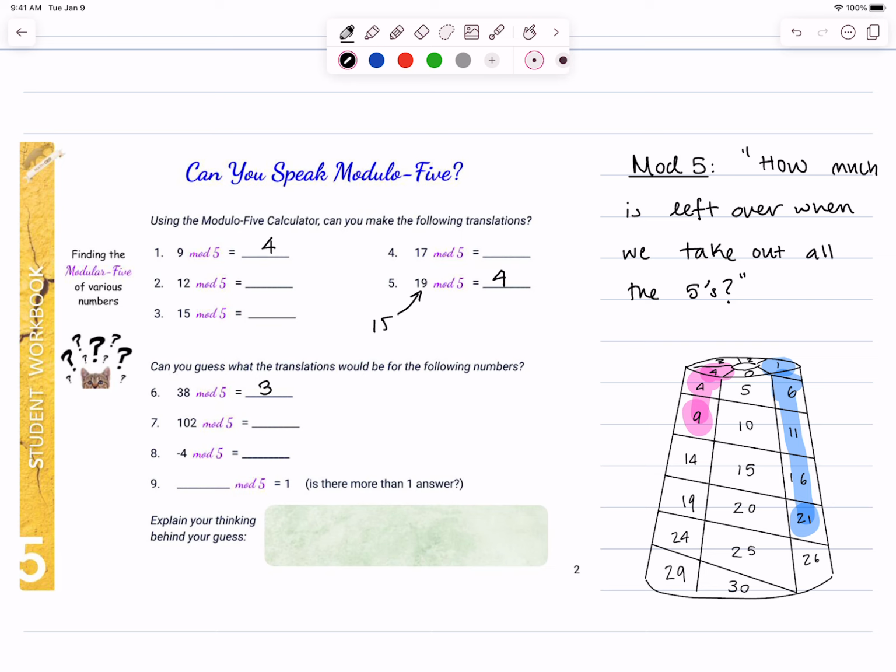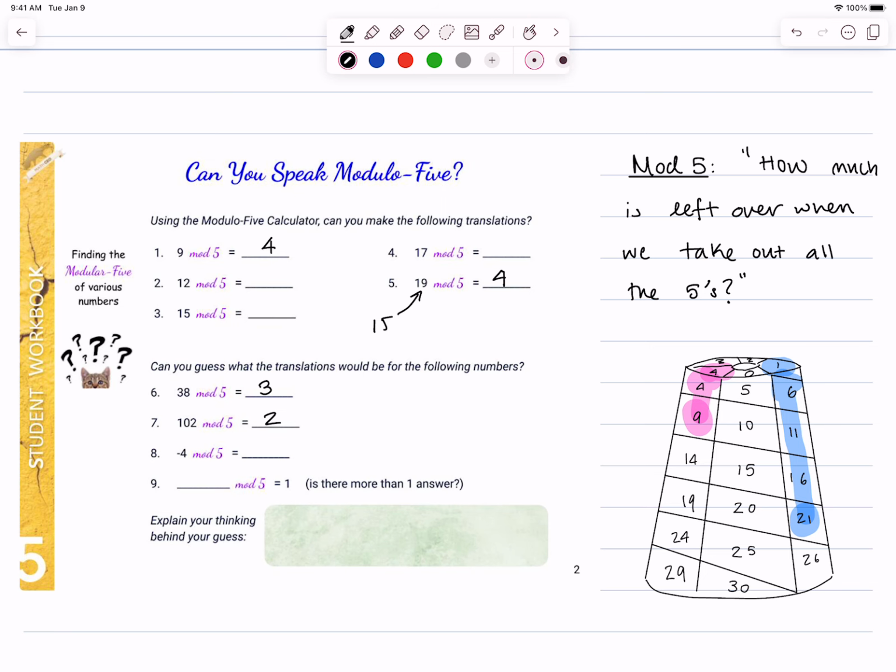And then you don't have to do this with just 5, right? You can also take out 10s, because those are just taking out 2 5s at once. So for 102, you could take out 10 10s, and you're left over with 2. No more 5s to take out of there. So it's just going to be 2.